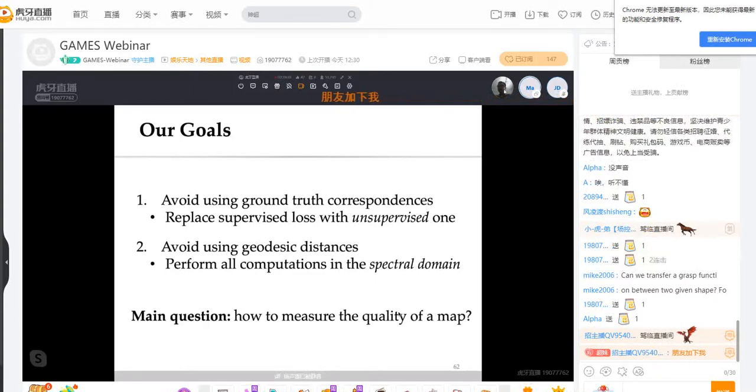So the related question is, how do we measure the quality of the map without using ground truth? And there's actually, just to mention, a related paper in CVPR 2019 that does something similar, except they still use the geodesic distances, so it's not exactly the same.